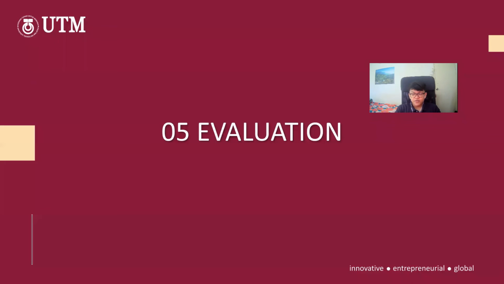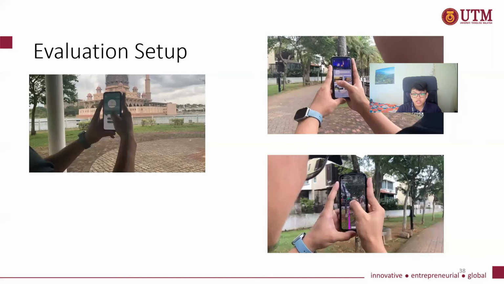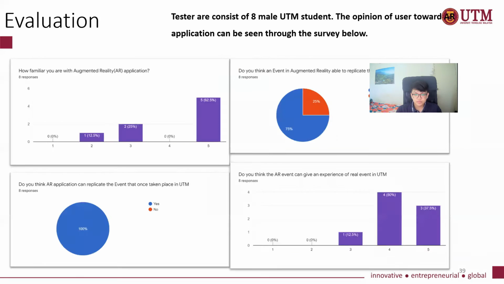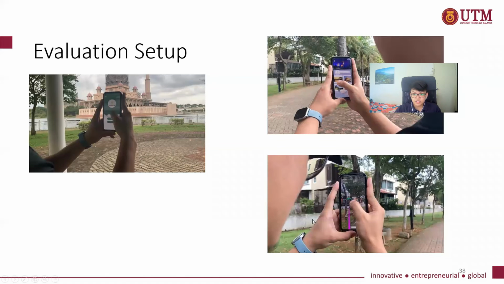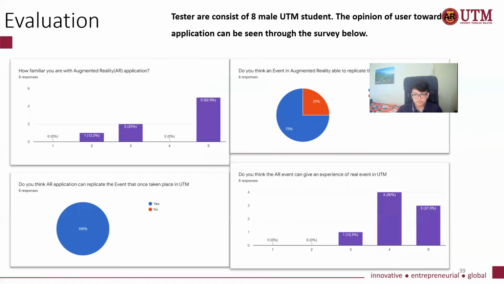So finally, we have the evaluation for this project. This is the evaluation setup, where we conduct tests for the application on the UI and also on how the application works using GPS. As you can see here, this is how the application works. We have a purple line that shows where our AR element is found, and we can also see the AR element and interact with it using our hand gestures, camera movement, or button taps.